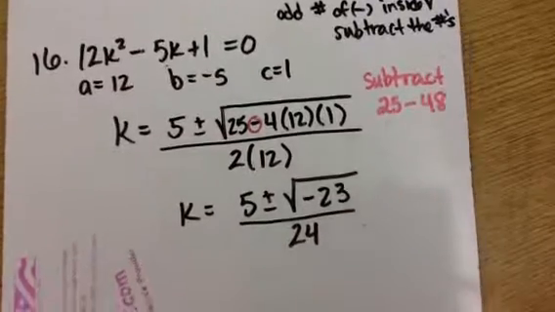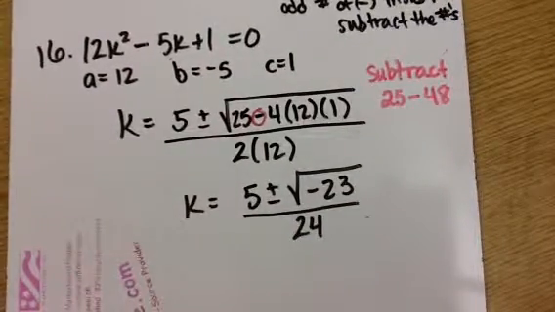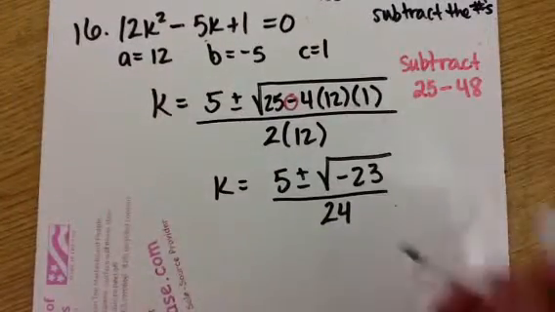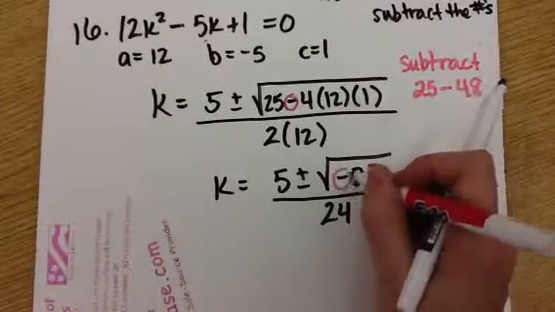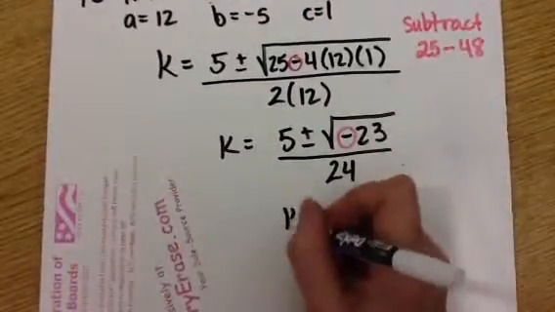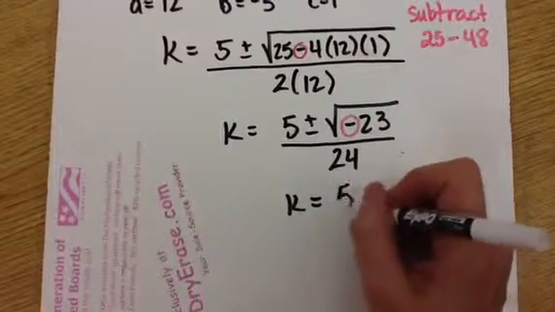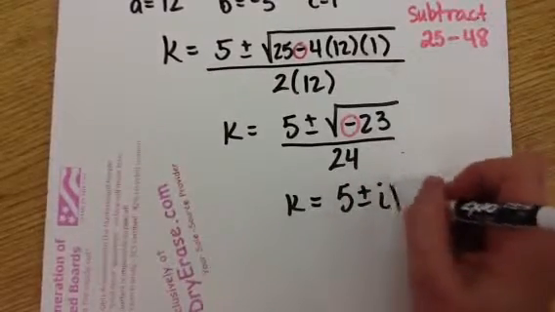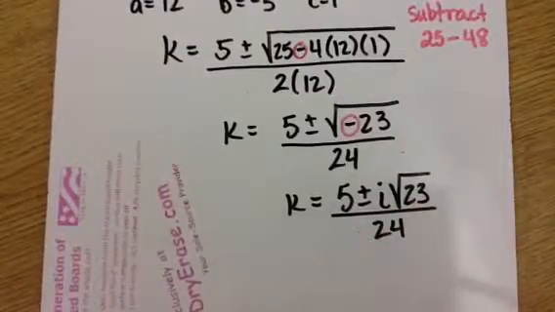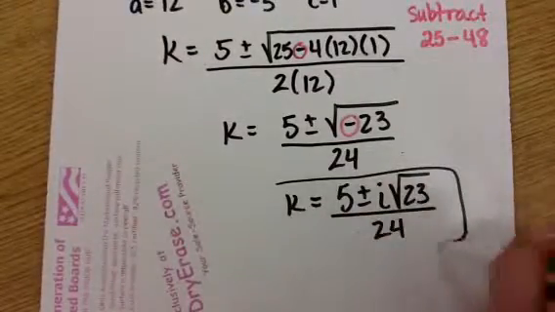Now that square root of negative 23, nothing will come out of 23 because it's a prime number, but this negative sign makes it complex. So the negative inside the radical is going to become an i. So this will be 5 plus or minus i times the square root of 23, all divided by 24. And that is as simple as this one gets.